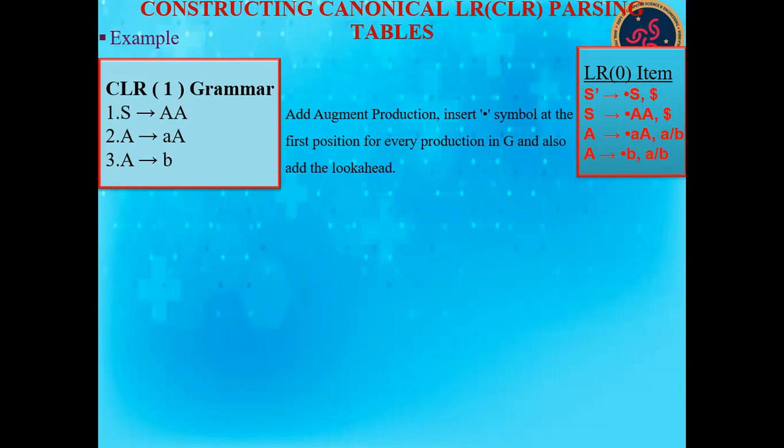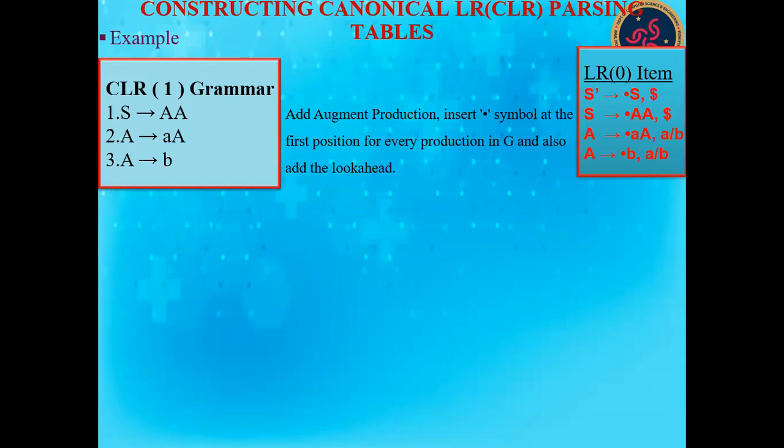So this is the LR1 item. Here S is a non-terminal, so we need to add all the productions of S. The next production is S gives AA, right? So here I'm adding that production, S gives dot AA. So what is the look ahead symbol for this production?